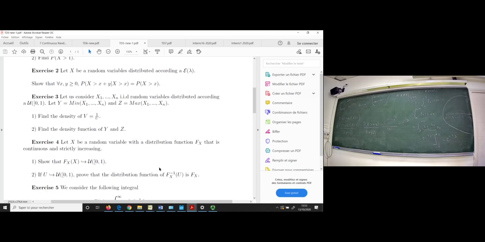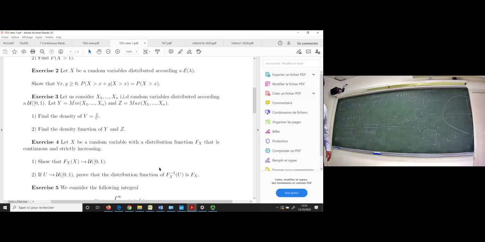Let y and z be the minimum of all of them and the max. I have two questions, one concerning y and z, and one concerning the inverse of x1. You can write it here, not 1 over u. If you want to keep 1 over u, just suppose that u follows the uniform on the interval 0, 1, or take 1 over x1, or 1 over any xi, because they have the same distribution.